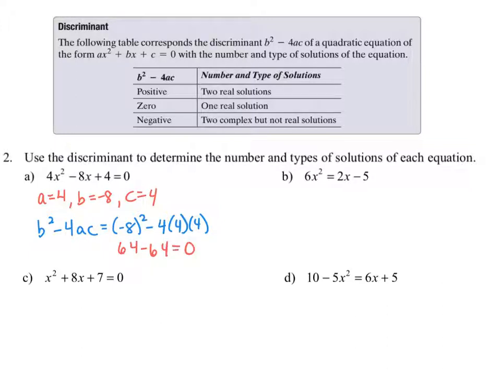Since the discriminant is 0, we look at the table here. If the discriminant is 0, that means we only have one real solution.